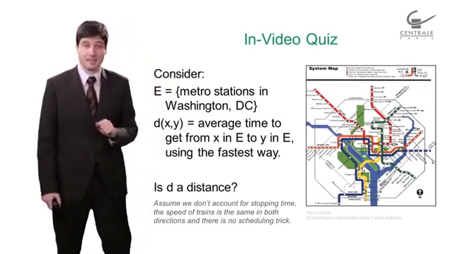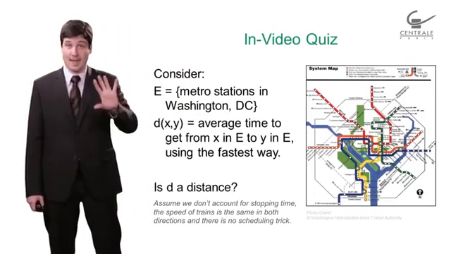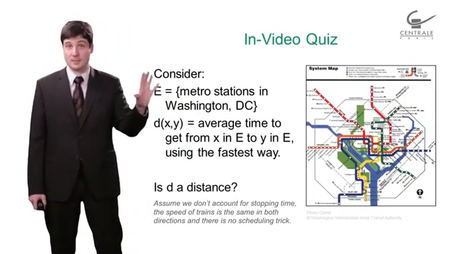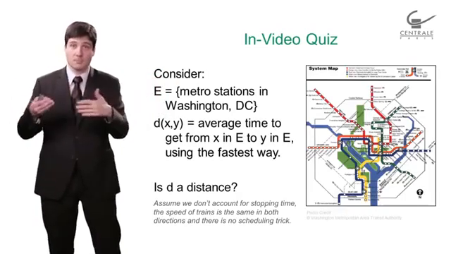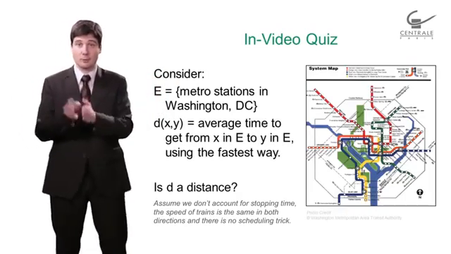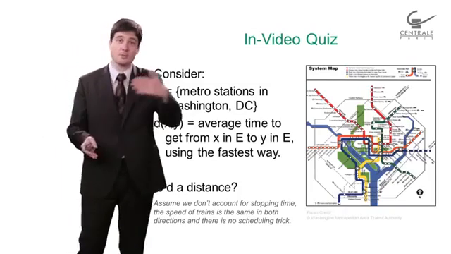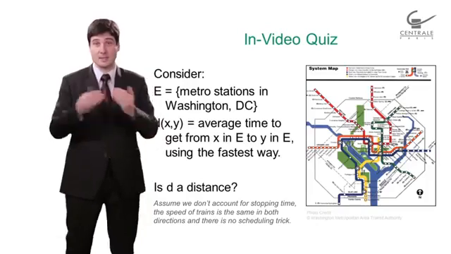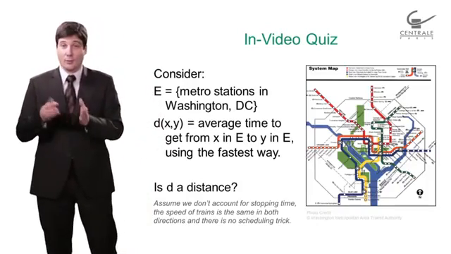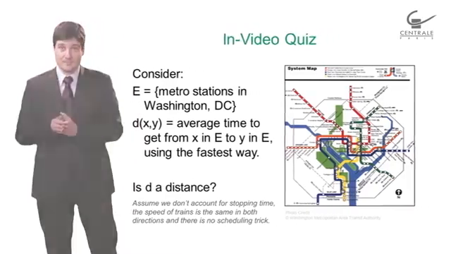Third criterion. Is it true that the distance from x to y is the same as the distance from y to x? And if it takes a few minutes to get from Metro Center to L'Enfant Plaza, then it's going to take the same time to go from L'Enfant Plaza to Metro Center. So the third criterion is met.